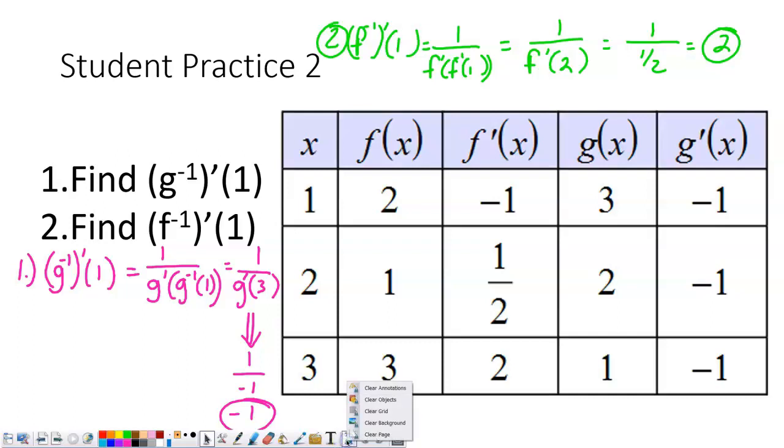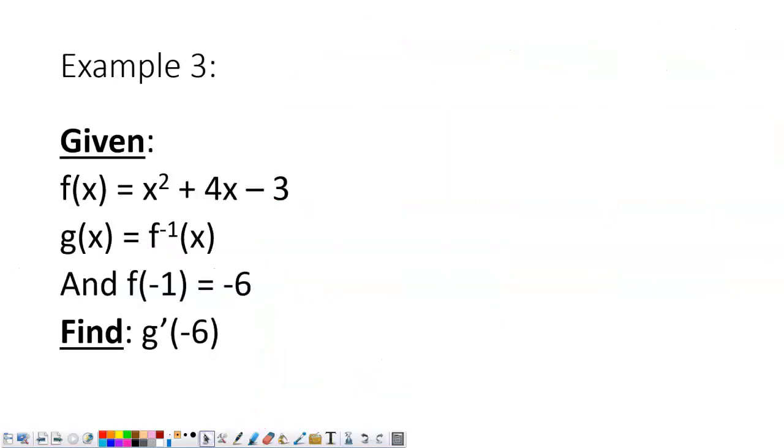All right, so that is that. All right, let's take a look at another type of example here. So instead of working with tables now, we're going to do a similar thing, we're just going to be doing it with equations instead of tables this time.